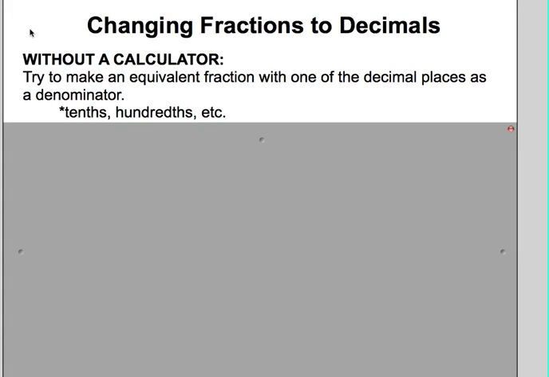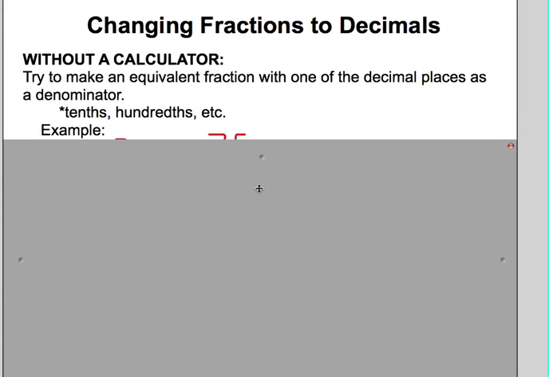So here's what I want you to put into your notes about this topic. Go to your next clean page, put the topic at the top, changing fractions to decimals. And first we're going to put down notes without a calculator. So copy this down. Try to make an equivalent fraction with one of the decimal places as a denominator. What I mean by that is so that it would be tenths or hundredths or thousandths, etc. Primarily, you're just going to use tenths and hundredths.